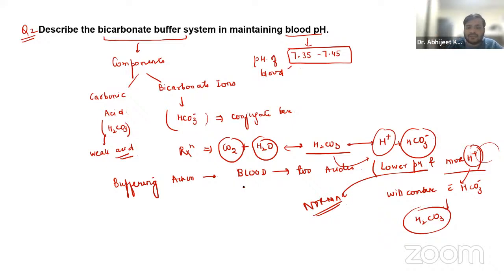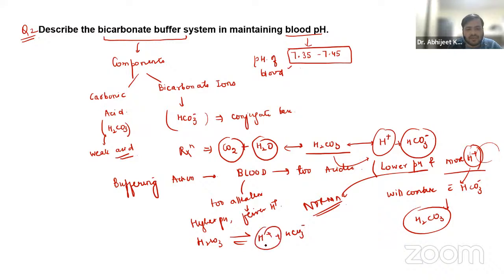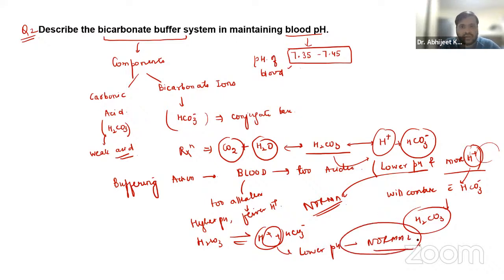If the blood becomes too alkaline, you already know alkaline means higher pH and fewer H plus. What will happen? Carbonic acid will dissociate into H plus and HCO3 minus. This H plus will lower the pH back to the normal level. So that is something you have to remember, how the buffering action takes place.